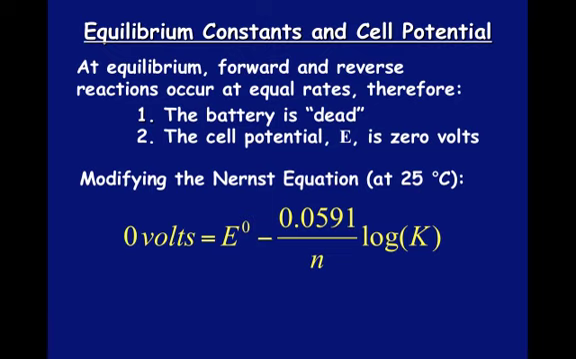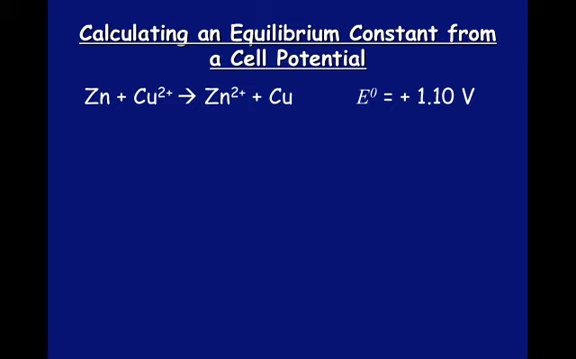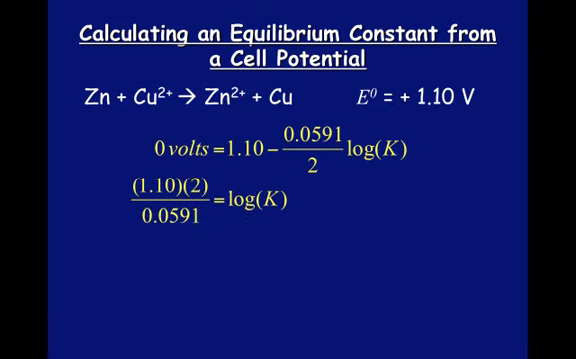E naught is always going to be a number you can solve for based on the half reactions. But the cell potential itself will be 0. Again, E naught is based on half reactions, which doesn't really matter if the cell is moving or not. We want to know what it's going to be. So plug everything in, rearrange a bunch of stuff. So plug that in. Again, you can do some math and solve for K.